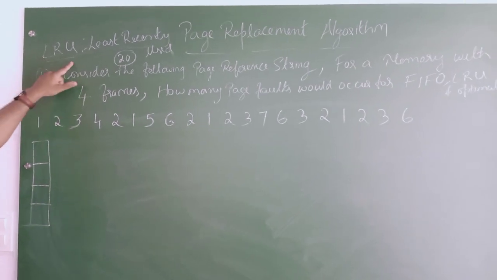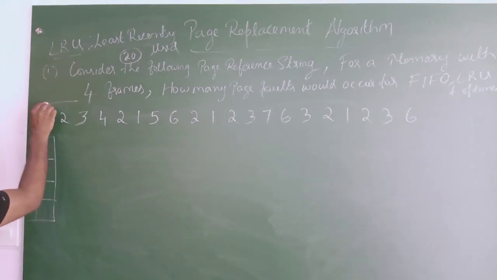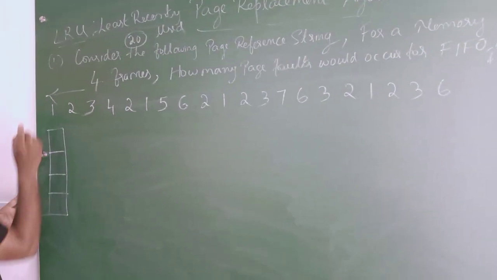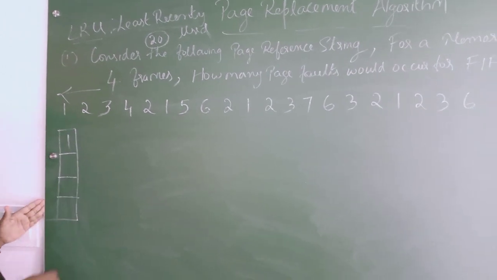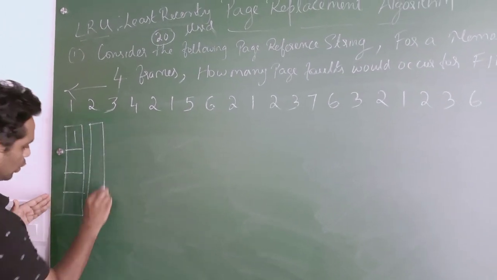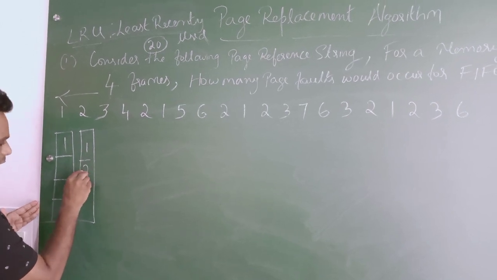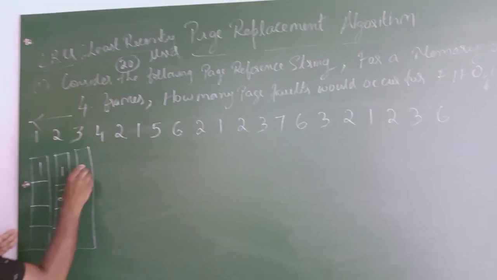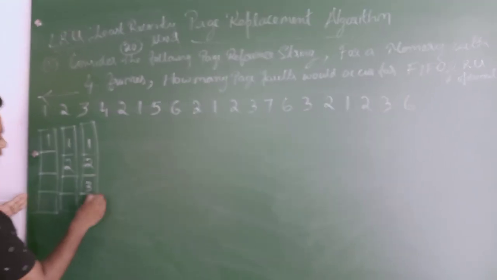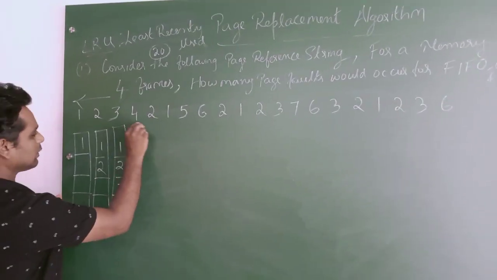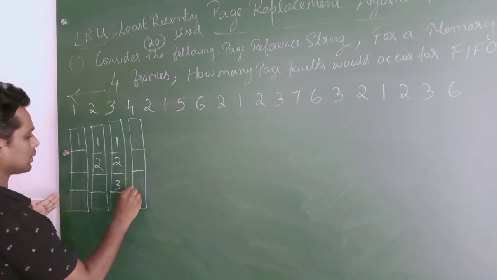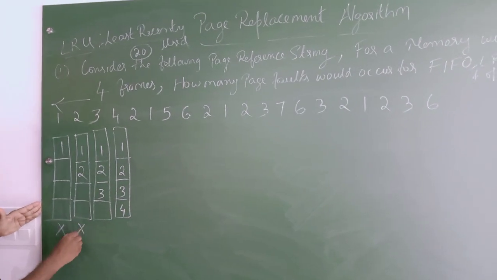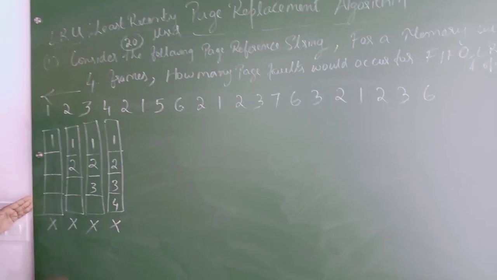Okay, so let me go with LRU, least recently used. You have to check towards your left. Least recently used, that's it, you check towards the left. Okay, 1 is not in memory, enter into your frame. 2 not in memory, free frame is available, enter. 3 not in memory, free frame available, enter it. 4 not in memory, free frame available, enter it. Whenever you enter a page into your frames, that is called a page fault.